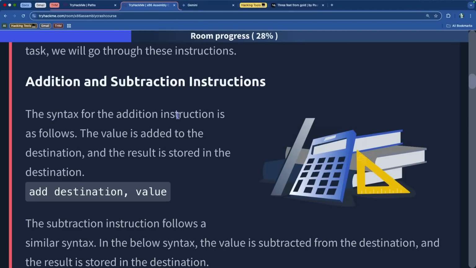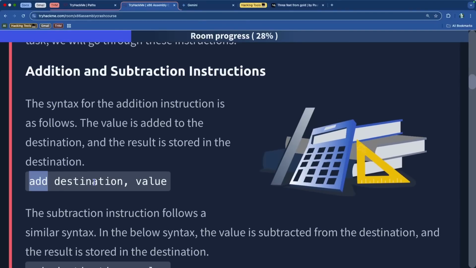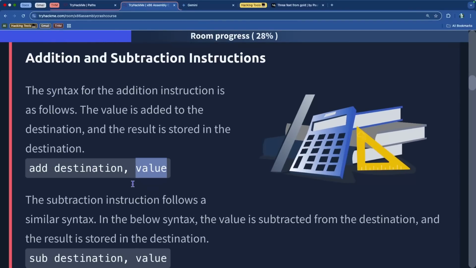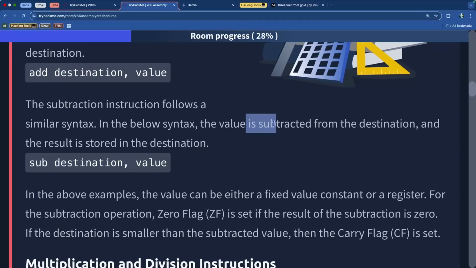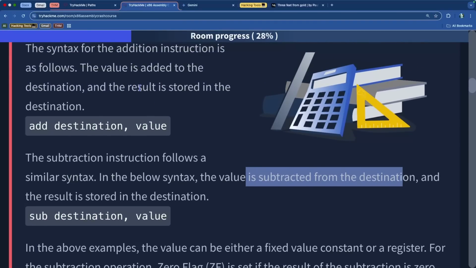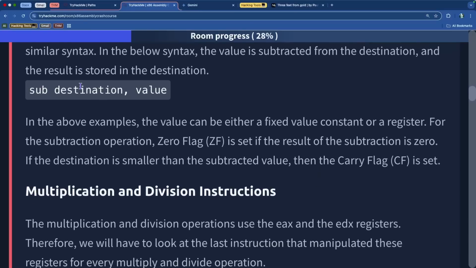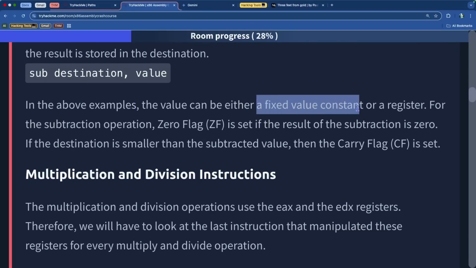So the syntax for this is as follows. You can add to this destination this value. You can subtract from this destination this value. That's basically it. And then the result will be stored inside of the destination or taken from that destination, right? So the value is subtracted from the destination. The value is added to the destination. The value can be either a fixed value or constant, or a register in its entirety.